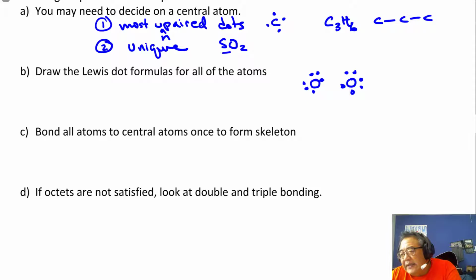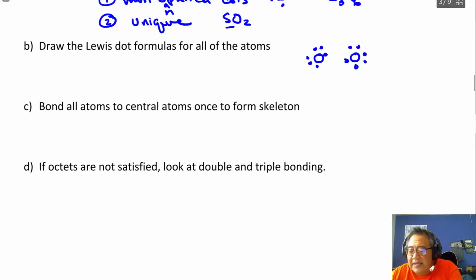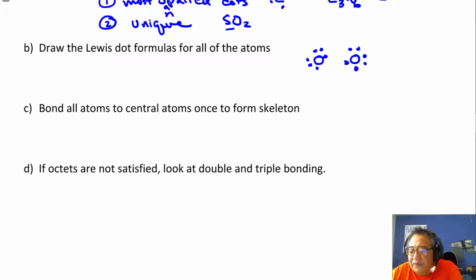So instead of bonding it to the central atom to form the skeleton, actually we just bond them together when there's two of them. So we're going to go like this. Or you could leave it as dots if you like.